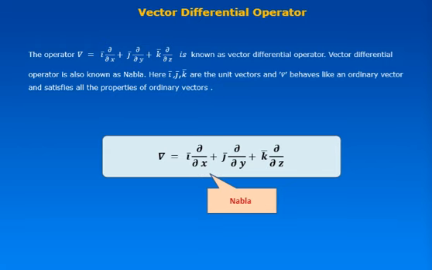Vector differential operator. The operator del is equal to i bar del by del x plus j bar del by del y plus k bar del by del z, and is known as the vector differential operator. The vector differential operator is also known as nabla. Here, i bar, j bar, k bar are the unit vectors, and del behaves like an ordinary vector that satisfies all properties of ordinary vectors. Del is equal to i bar del by del x plus j bar del by del y plus k bar del by del z.